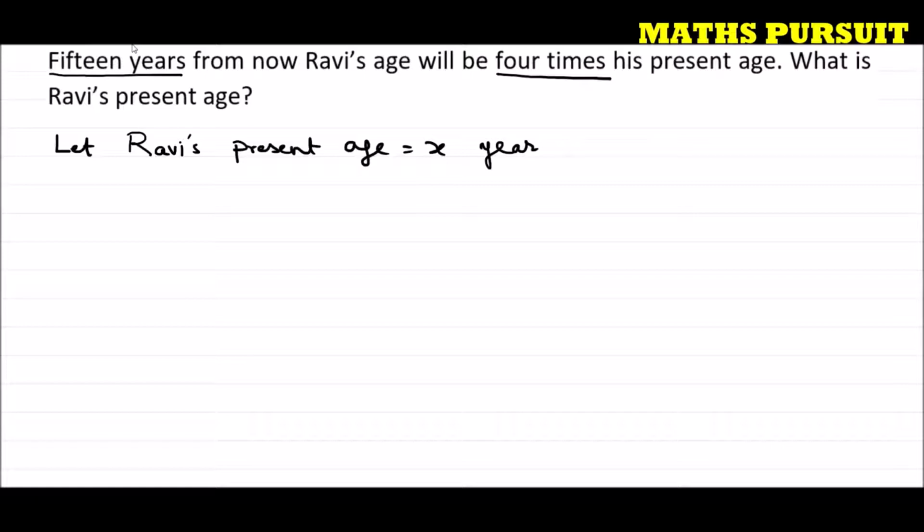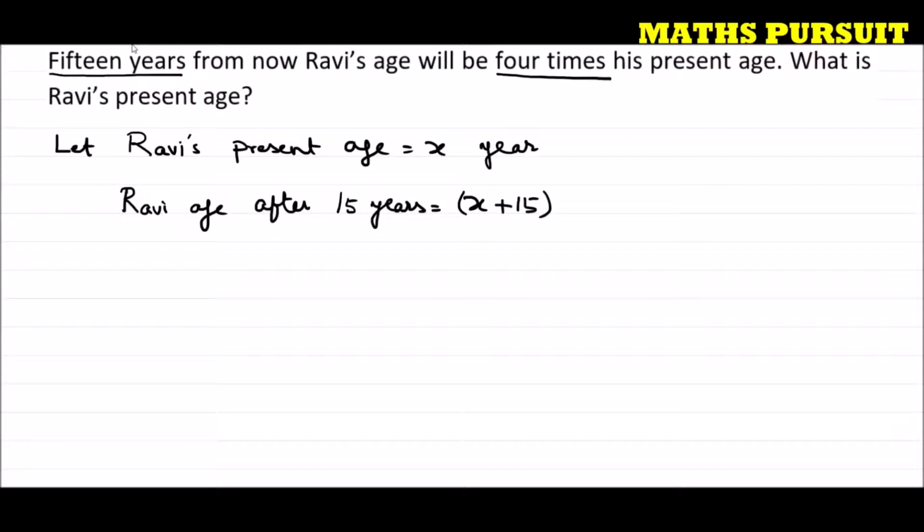Ravi's age after 15 years will be x plus 15. Because if my age is 5 years now, after 15 years my age will be 5 plus 15, that is equal to 20 years. So in a similar way, Ravi's age after 15 years will be x plus 15.